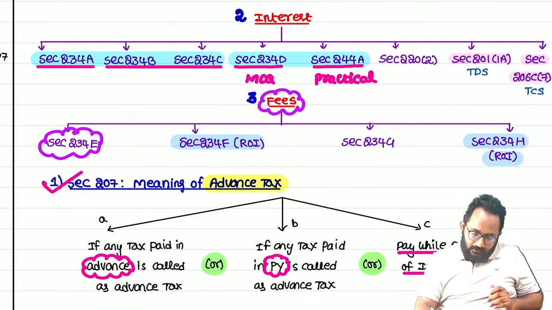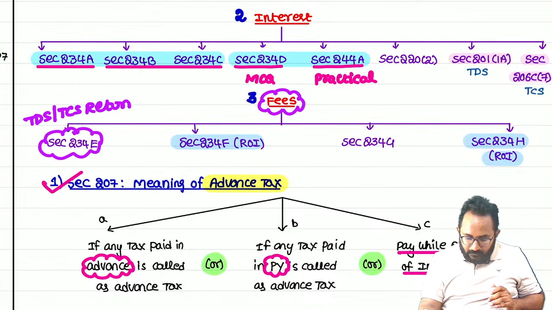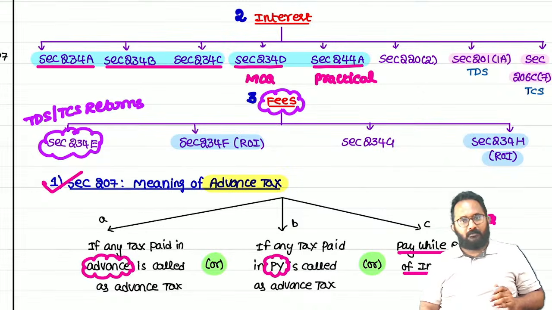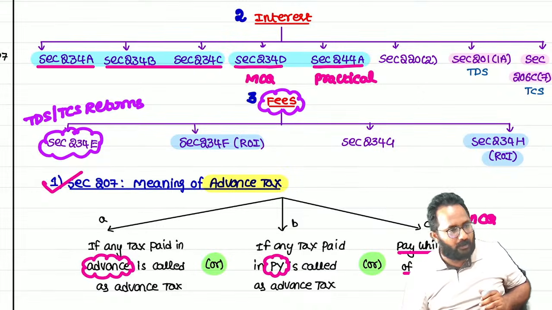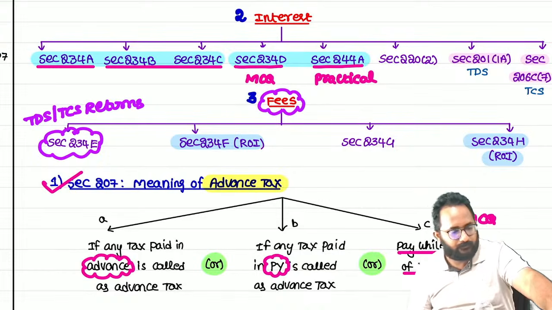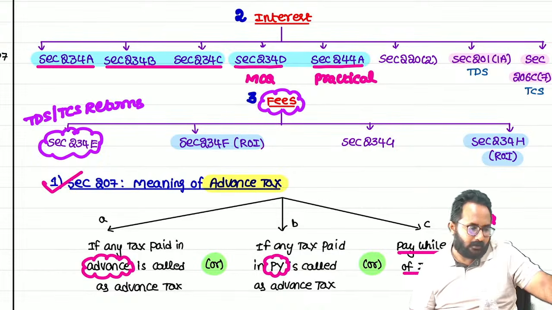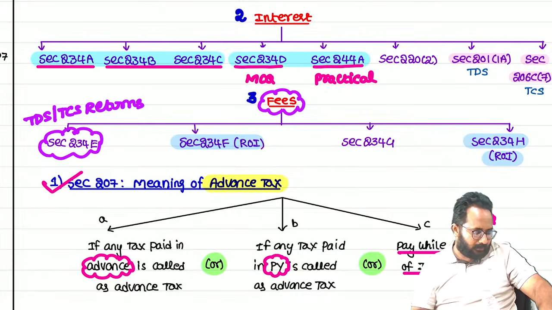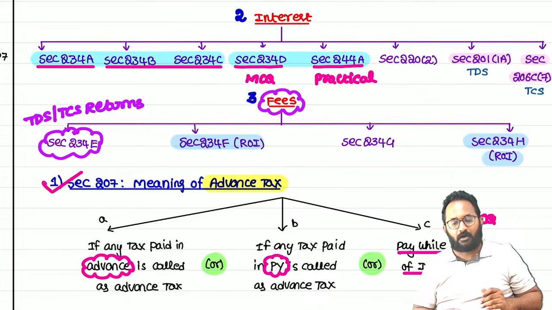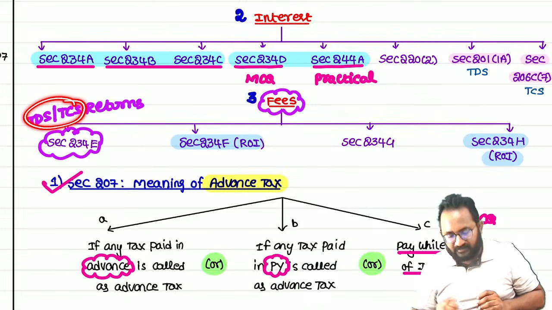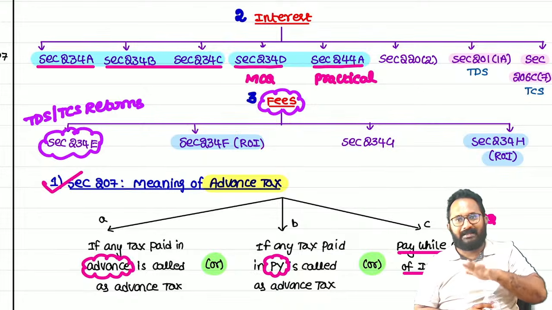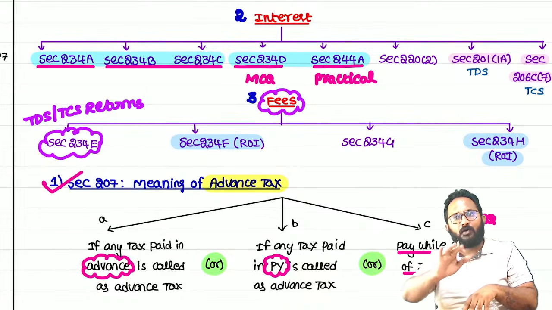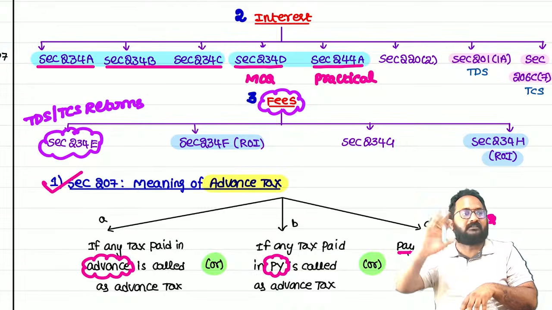234E is if you have not filed the TDS or TCS returns properly, every day 200. 200 per day you have to pay as a fee. How much amount of fees you have to pay every day? 200 per day. But the maximum should not exceed the amount of TDS or TCS. Suppose my TDS amount is 10,000. If you calculate fees per day, totally it should not exceed 10,000.